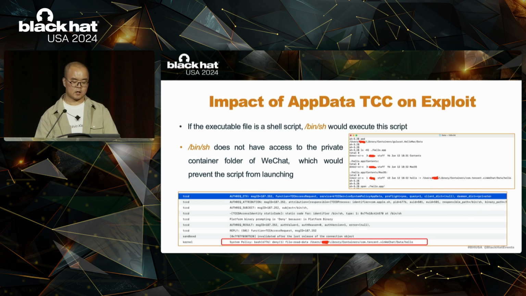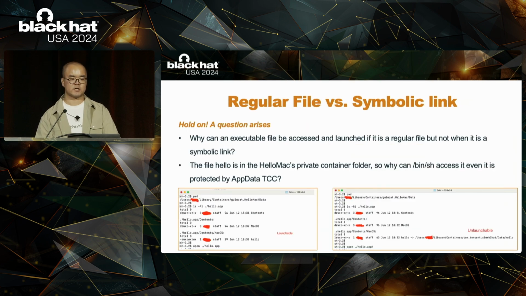But hold on, a question arises. Check the picture on the left first. If the executable file is a regular file, the hello.app is launchable. However, if the executable file is a symbolic link, as shown in the picture on the right, the hello.app is unlaunchable. Why? The file hello is in the hello.app private container folder too. So why can bin.sh access it even though it is protected by AppData TCC?